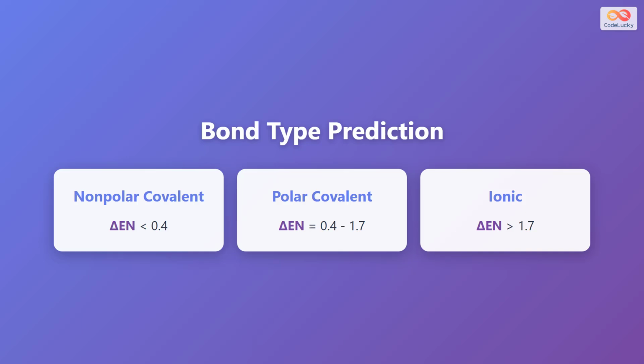Electronegativity helps us predict what type of bond will form between two atoms. We do this by calculating the difference in electronegativity, or delta En, between the two atoms. If delta En is less than 0.4, the bond is nonpolar covalent, meaning electrons are shared equally. If delta En is between 0.4 and 1.7, the bond is polar covalent, where electrons are shared unequally. And if delta En is greater than 1.7, the bond is ionic, where electrons are essentially transferred from one atom to another.